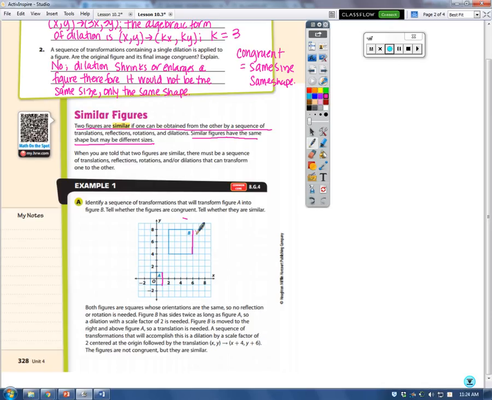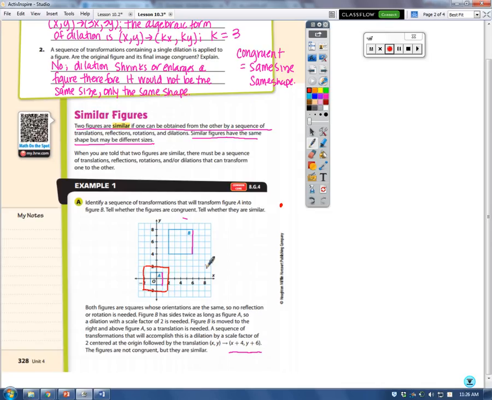We also know that there has probably been a translation. There's been a slide somewhere, right? Because if we were to connect our vertices here, they need to intersect at the center of dilation, which with everything that we're working with right now, has been the origin, okay? So that first dilation would be right here, right? That would be that enlargement, my scale factor of 2.